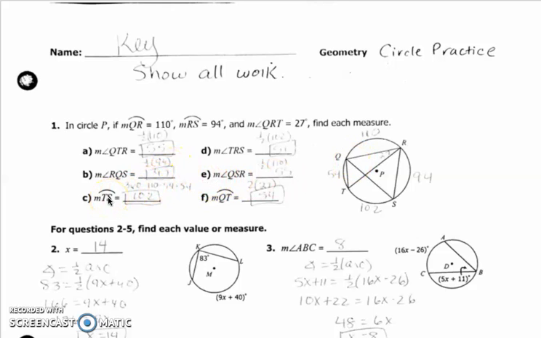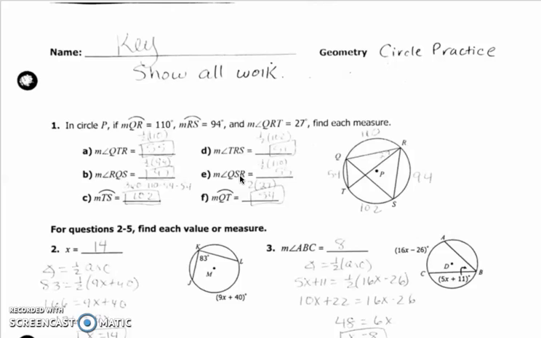Then I want to find arc TS, which is right here. So I actually really need to find this arc right here. Since this inscribed angle is 27, this arc is twice that, so twice 27 is 54, so that's question D. And now that I know that all these arcs together equal a complete circle, which is 360, I just did 360 minus 110 minus 94 minus 54, and that gives me the 102.